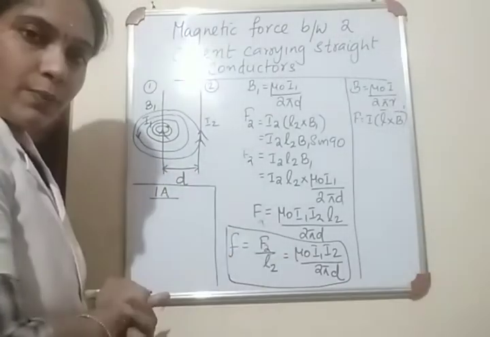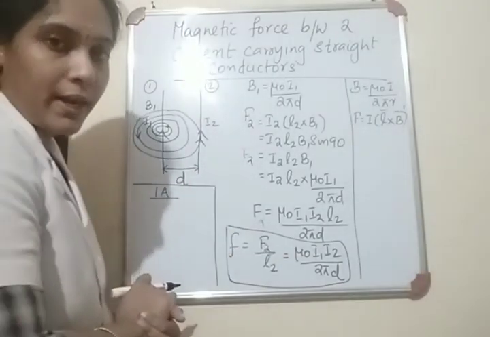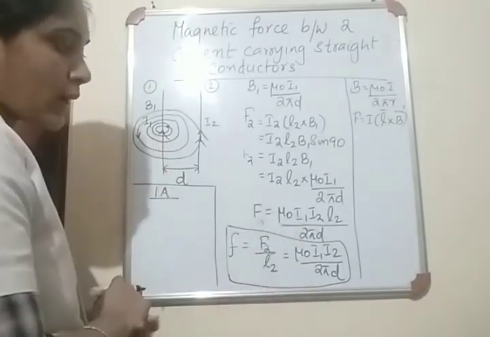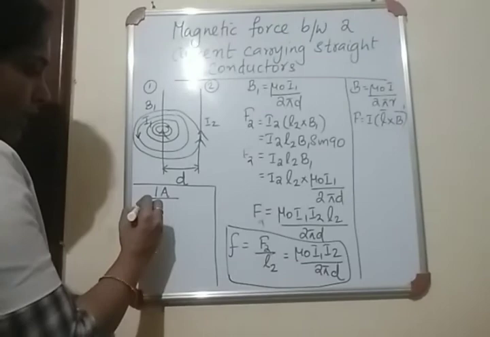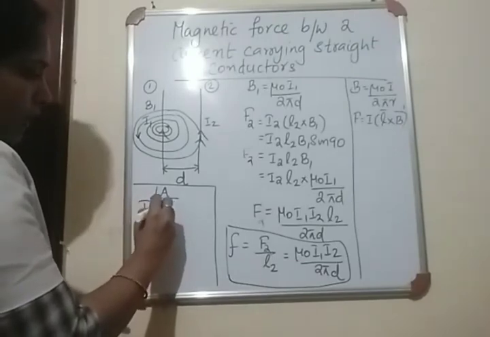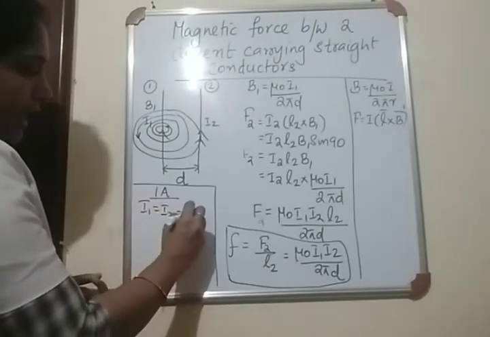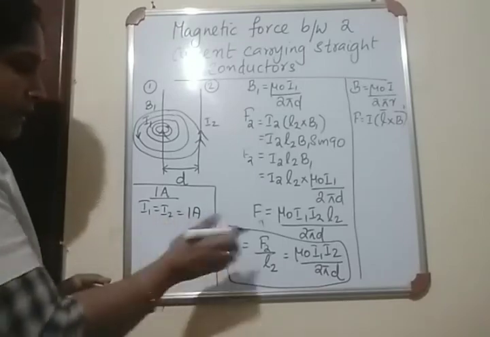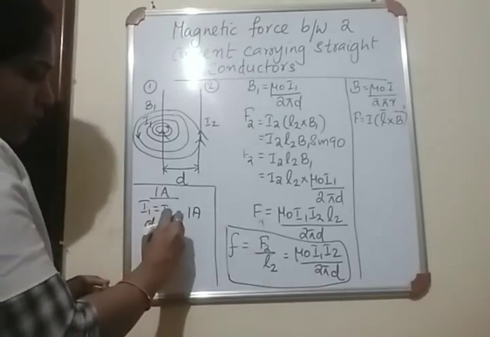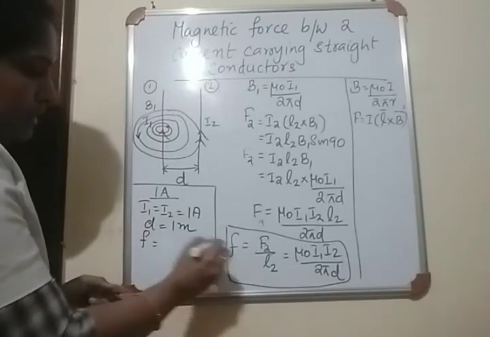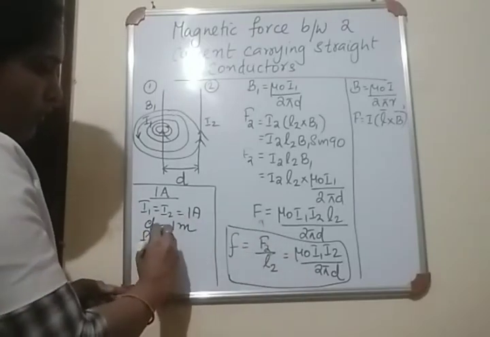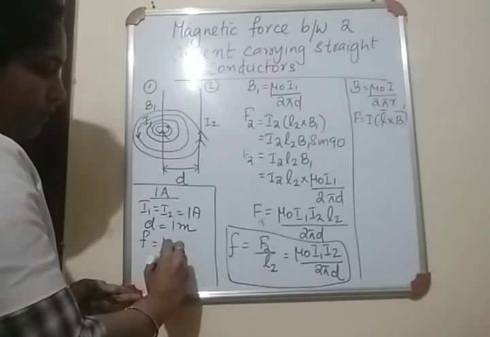And from this expression we can define 1 ampere. So what is 1 ampere? In this expression, just consider I1 equal to I2 equal to 1 ampere. Then D is equal to 1 meter. Then what will be small f? Small f is equal to mu 0 by 2 pi.